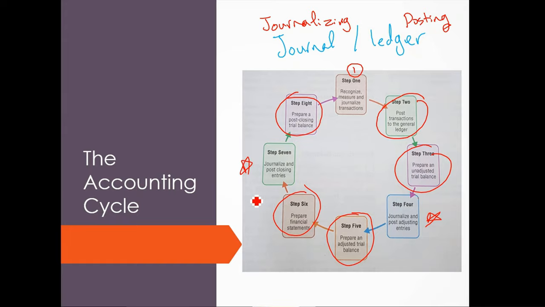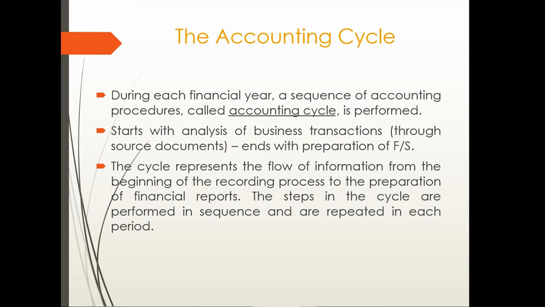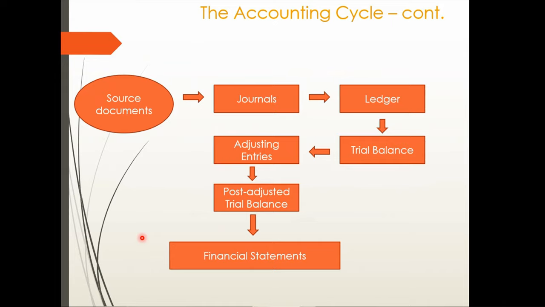But we still need to learn the steps the system is doing, because we need to understand the things behind the scene. So the accounting cycle, as I was explaining: during each financial year, a sequence of accounting procedures called the accounting cycle is performed. It starts with analysis of business transactions through source documents and ends with preparation of financial statements. The cycle represents the flow of information from the beginning of the recording process to the preparation of financial reports. The steps in the cycle are performed in sequence and are repeated in each period. So we do the same steps each financial period.